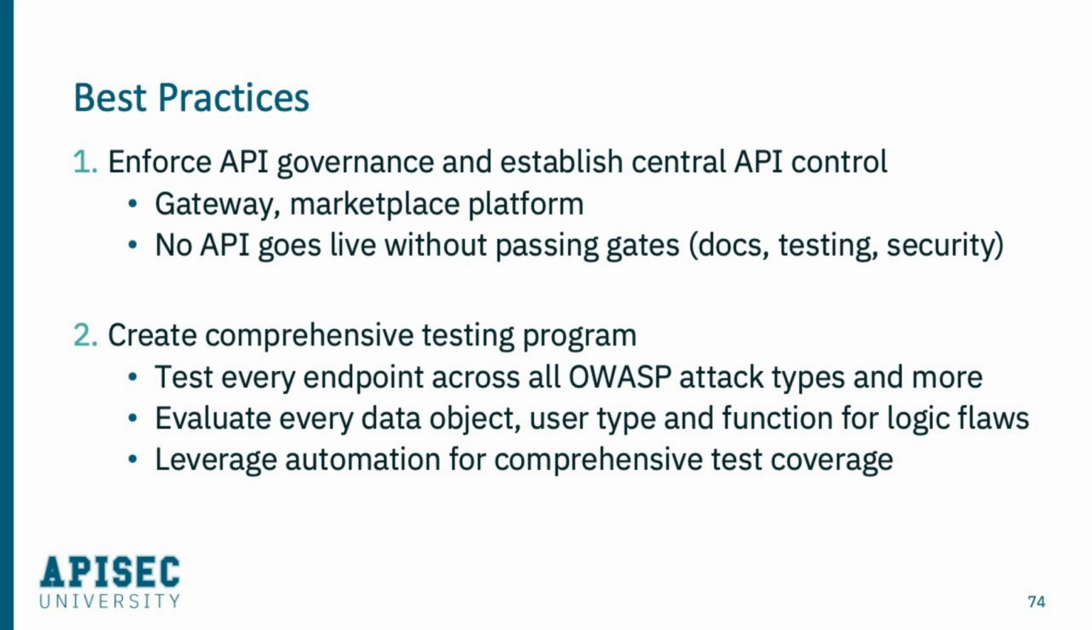Number two is to implement a comprehensive testing program so that every endpoint gets tested across every attack vector that exists. You want to run every combination of test on every data object, user type, every function, every method, and really give yourself that comprehensive coverage, right? And the reality of this means generating literally thousands of attack scenarios to pressure test your API across all those different vectors.